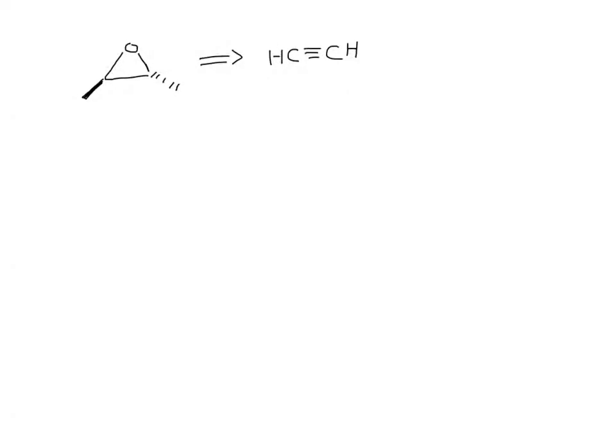In this synthesis problem, we're trying to prepare this epoxide from ethyne. So one of the first things you want to do is just look and see what changes are happening during the synthesis, going from your starting material to your product, in this case an epoxide. So one thing we're doing is we're adding this epoxide oxygen. So we're probably doing an MCPBA epoxidation.